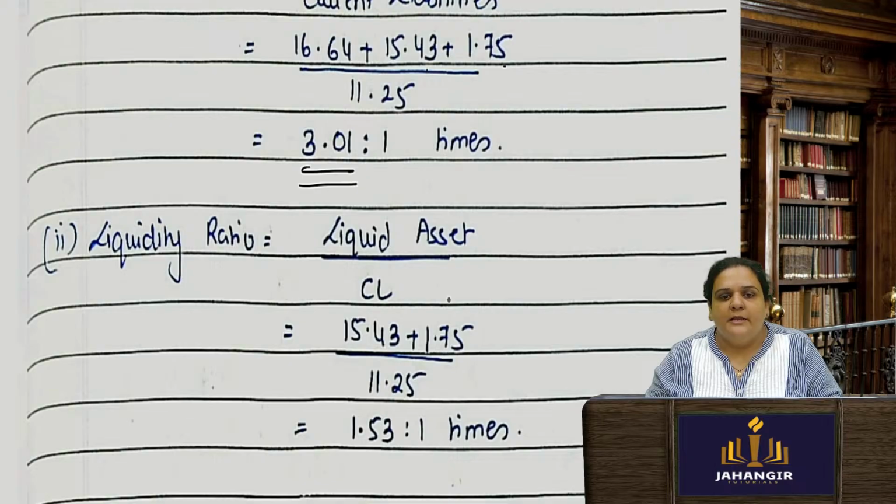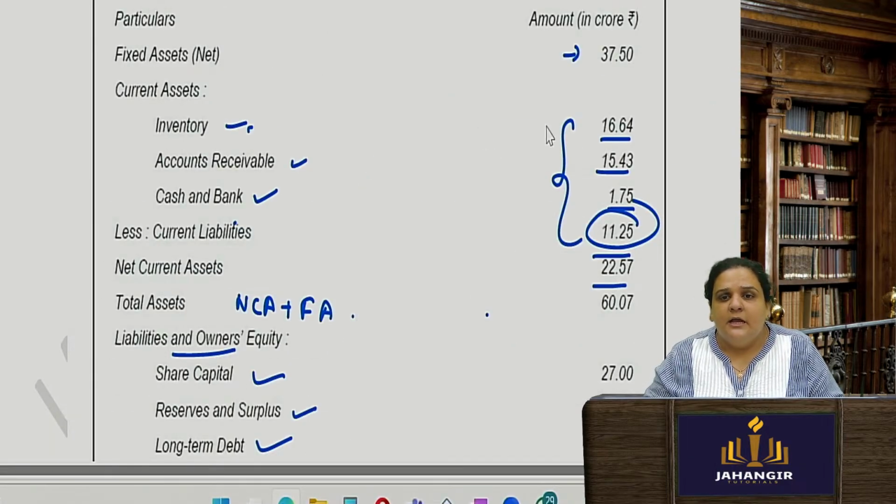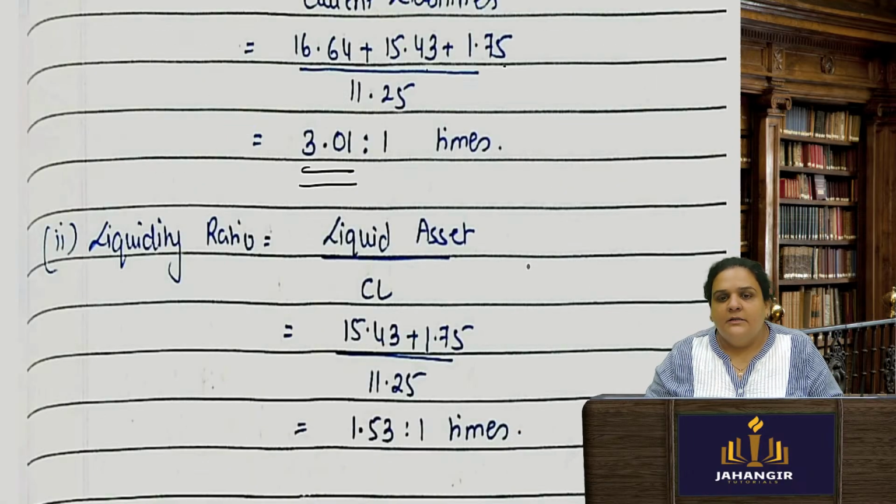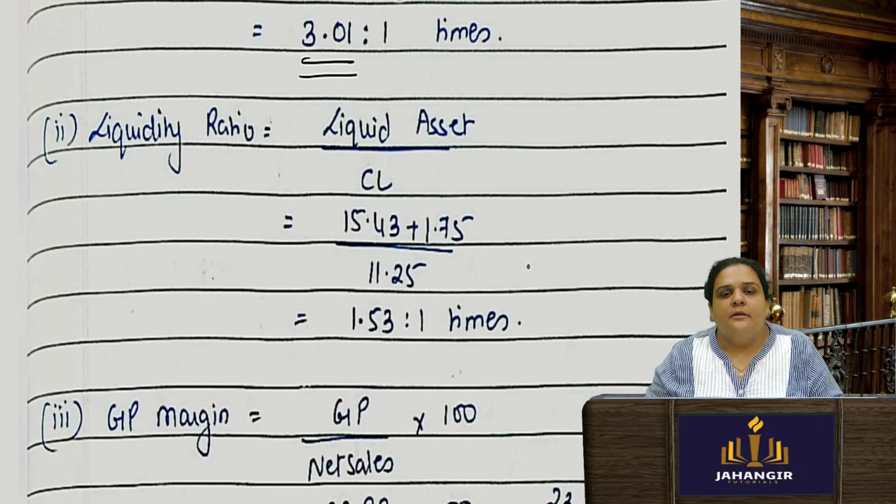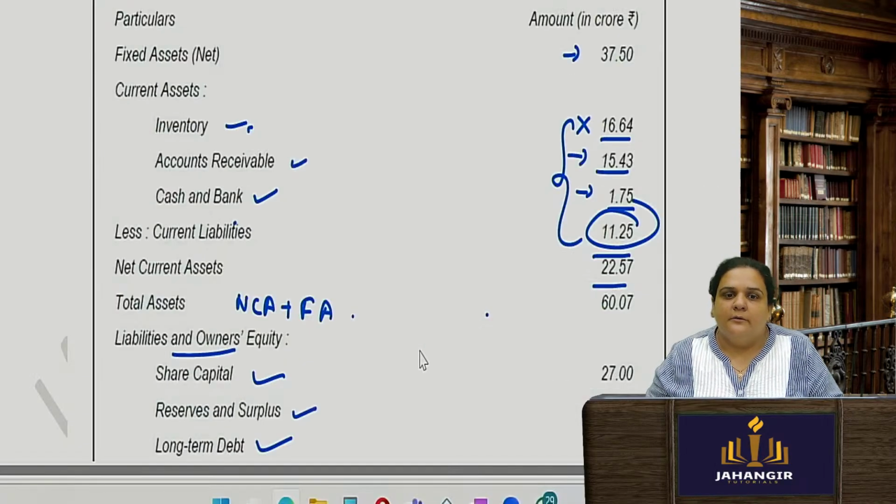Liquid ratio will be liquid assets upon current liabilities. Which will be the liquid assets? I will not take inventory. Accounts receivable plus cash and cash equivalent. That means 15.43 plus 1.75, 17.8. Divide by current liabilities. So 1.53 is to 1.